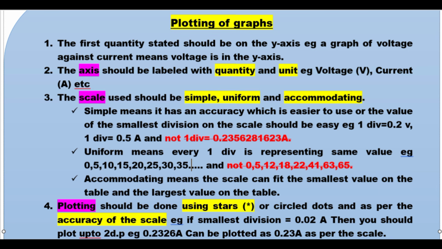Then when you are plotting the graph, you start with the axes, which should have quantities and units, together with arrows at the end of the lines. So when you draw the y and x axes, in this case voltage and current, you must label the quantities and the units. Units are very, very important. So for example, you can say voltage in volts, current in amperes. And that's very, very important.